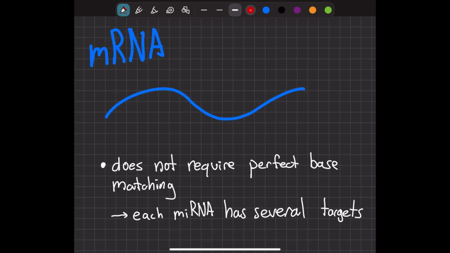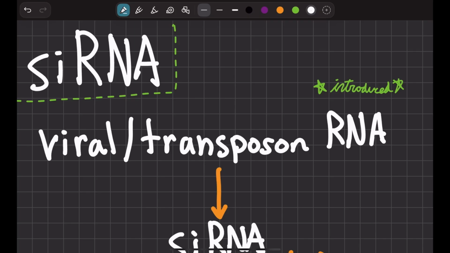Let's say in our red, we have a RISC complex, and it's going to be complementary bonded to the mRNA via hydrogen bonds. This will create a literal physical block so that the ribosome cannot go through, which will stop translation. Finally, we have siRNA.